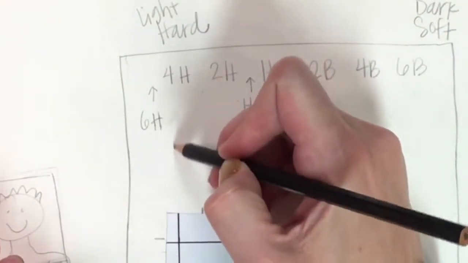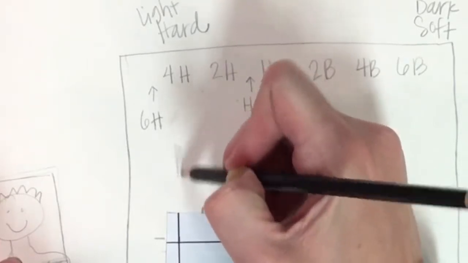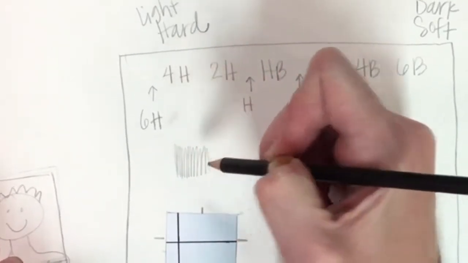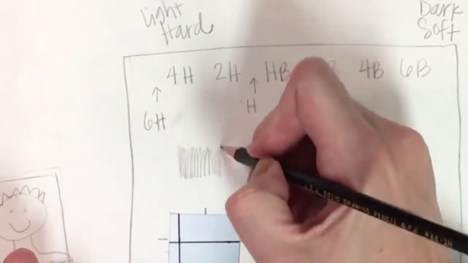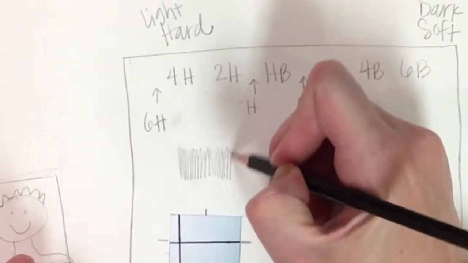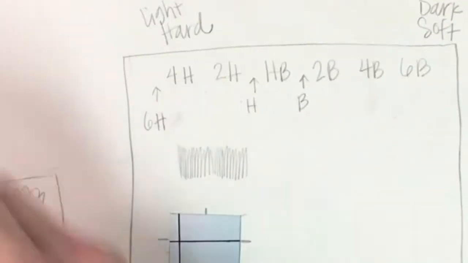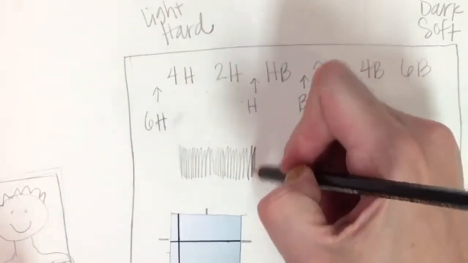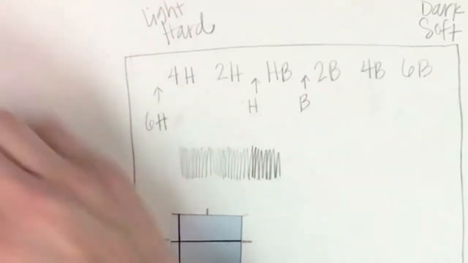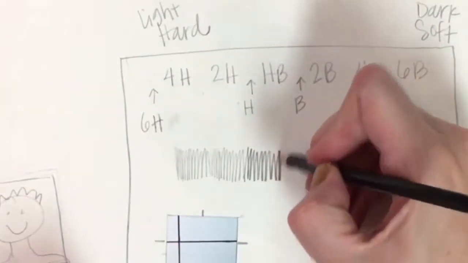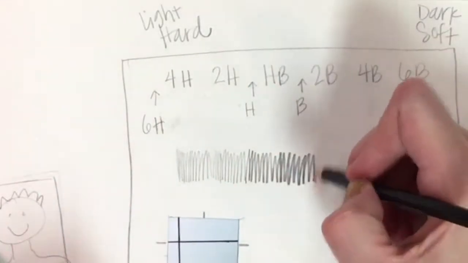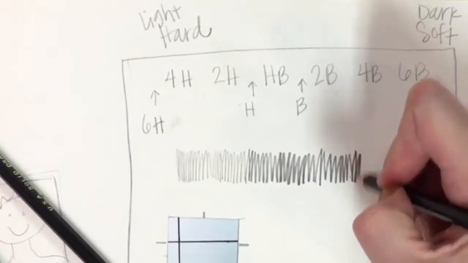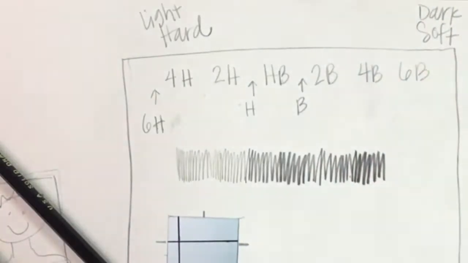Okay, so the way that this works is if I were to keep the same pressure, so here's my 4H, if I kept the same pressure with all of these pencils and drew with them, here's the 2H, then it should theoretically get darker as I go. Keeping that same pressure, just the lead is softer in them.